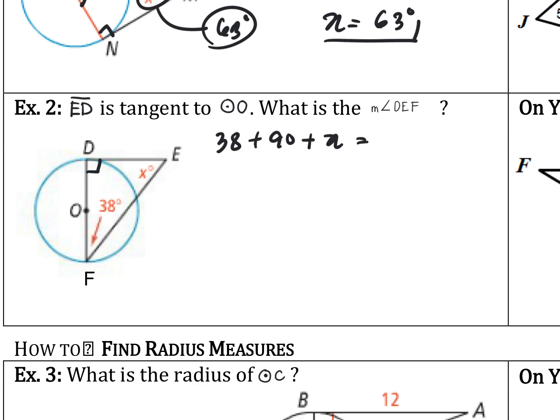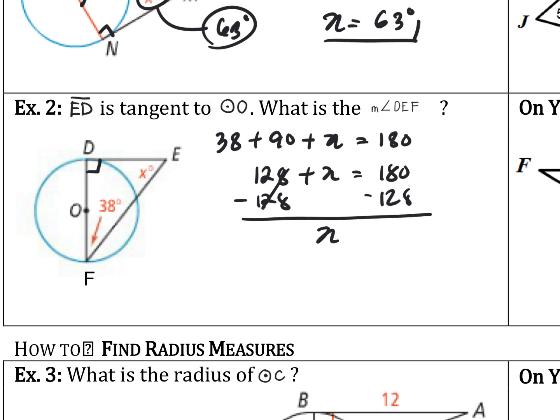We don't know that x. It's going to give you 180 degrees. 38 plus 90 is going to give you 128, plus x is equal to 180. Then we subtract 128 from both sides. That's going to give you x is equal to 52 degrees. So the measurement of this is 52 degrees.